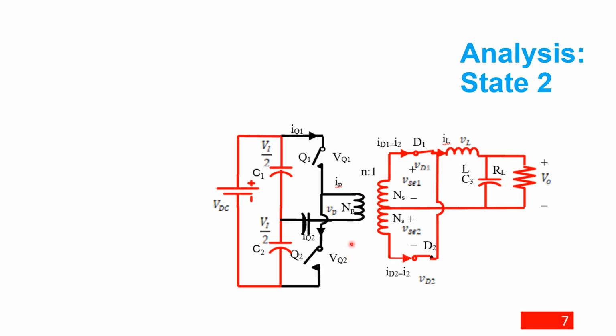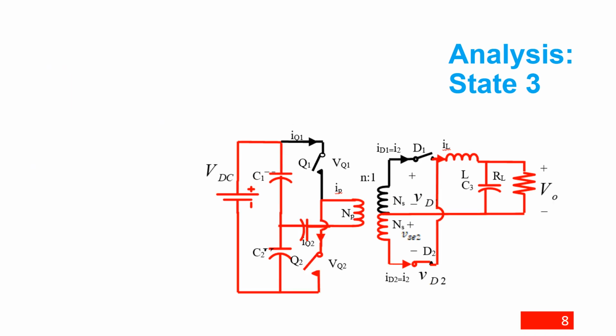In state 2, both Q1 and Q2 are off. The inductor current turns on D1 and D2. The voltages are defined as shown. In state 3, Q2 is turned on. The positive V secondary 2 turns on D2. The voltages of the primary, secondary, and inductor are defined.